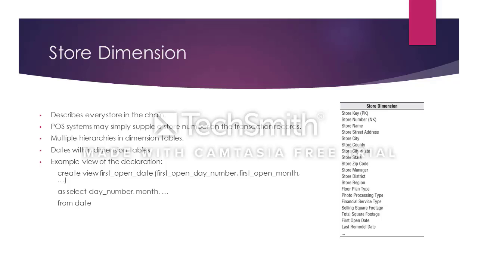Date dimension copies are declared in SQL by the view construct and are systematically distinct from the primary date dimension. Now the system acts as if there is another physical copy of the date dimension table called first open date.